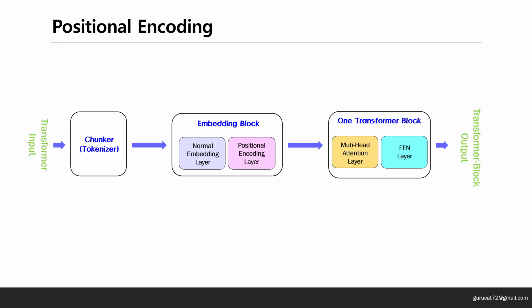Let me show you the final architecture one more time. Chunker, embedding block, and one transformer block. This transformer block doesn't just run once. It gets stacked and repeated many times. In modern models, even thousands of transformer blocks stacked on top of each other.